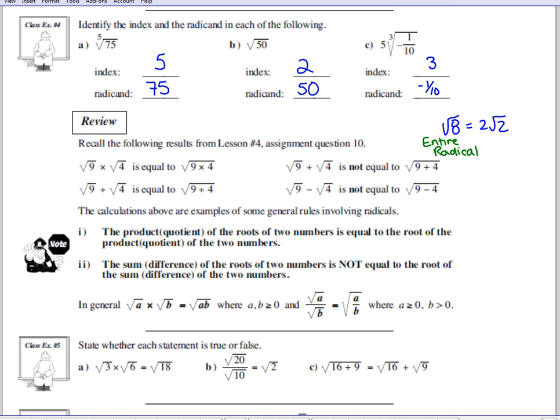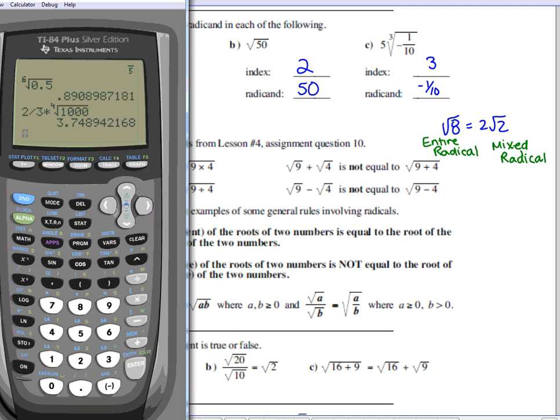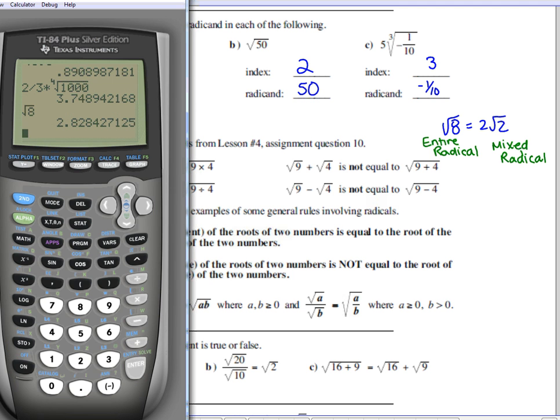Okay? If there's something in front, this is what we call a mixed radical. Like mixed fractions. Now, with the mixed radical 2 root 2 and root 8, are they the same thing? Well, grab your calculators. Type in square root of 8. Push enter. And then type in 2 root 2. Push enter. Are they the exact same thing? Yes. Now 2 root 2, the mixed radical, is the more simplified form. Root 8 is not the simplified form.